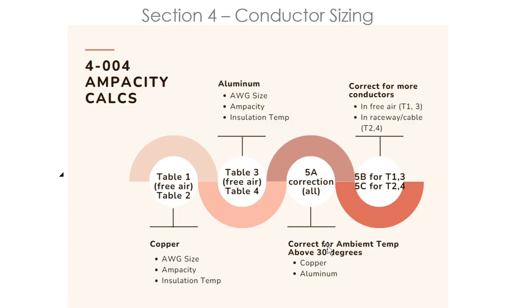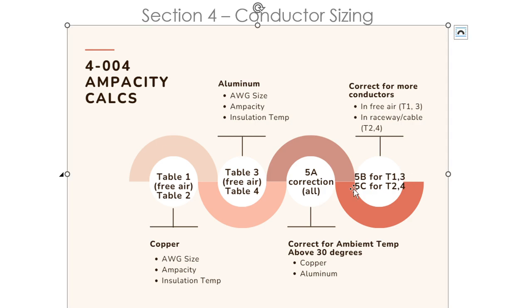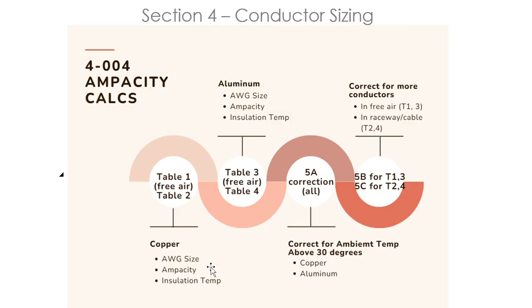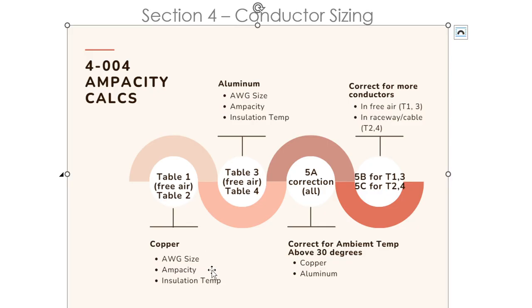But sometimes you are running more conductors than what are listed in tables 1, 2, 3, and 4. If you're running more conductors, then you'll go to table 5B for running more conductors in free air, and you're going to go to table 5C for running more conductors in raceway or cable. So that's really it. You're seeing, do I have copper? Do I have aluminum? If I have copper, I go to table 1 and table 2. I know my size. I know my temperature from the type of cable I'm using, because there's a rated insulation temperature on there, and I get my ampacity, or my current.